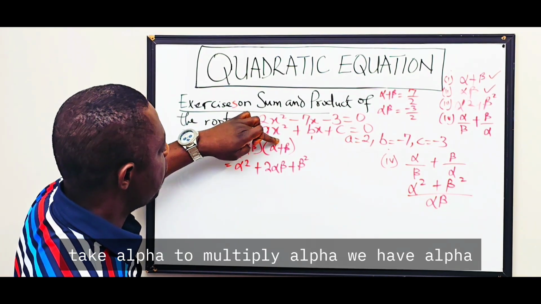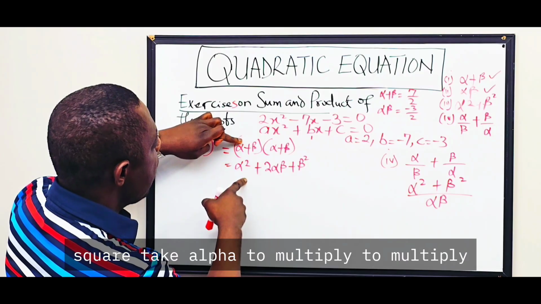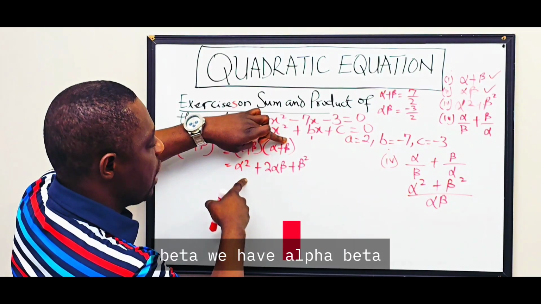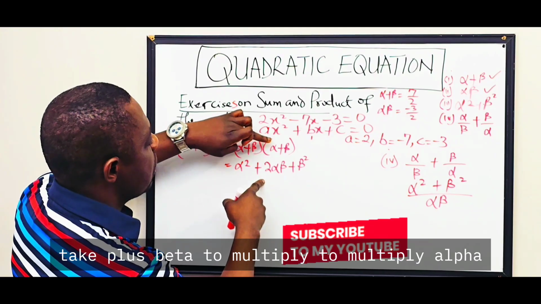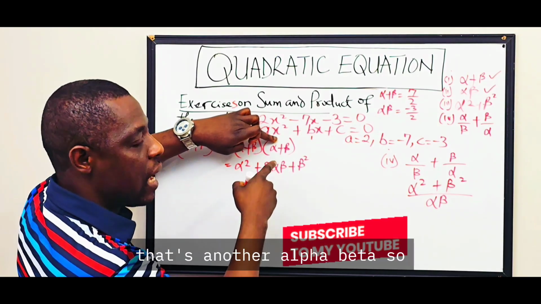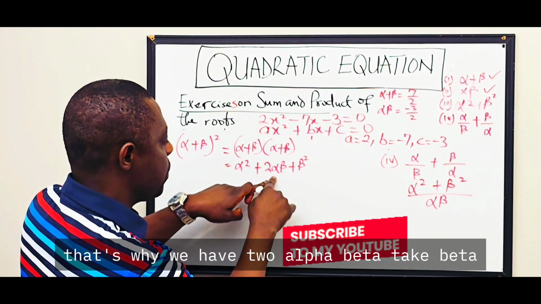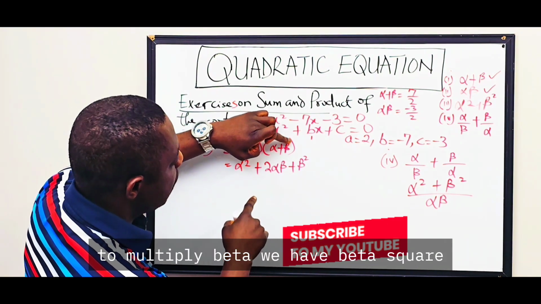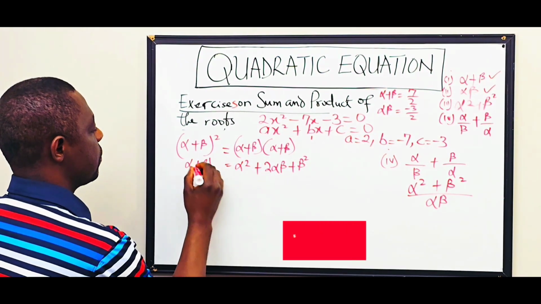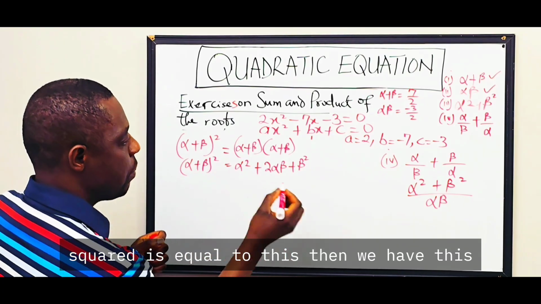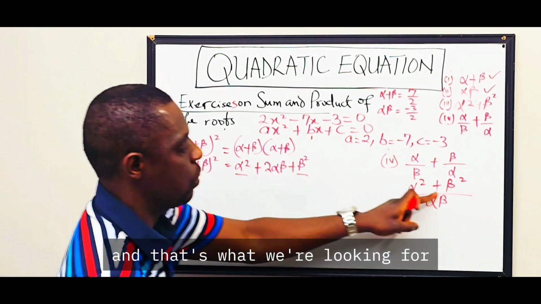Take alpha to multiply alpha, we have alpha squared. Take alpha to multiply beta, we have alpha beta. Take plus beta to multiply alpha, that's another alpha beta. So that's why we have 2 alpha beta. Take beta to multiply beta, we have beta squared. That means that this alpha plus beta squared is equal to this, that we have this and we have this, and that's what we're looking for.